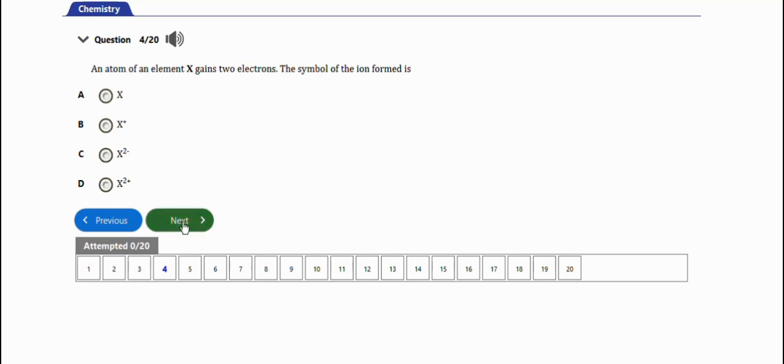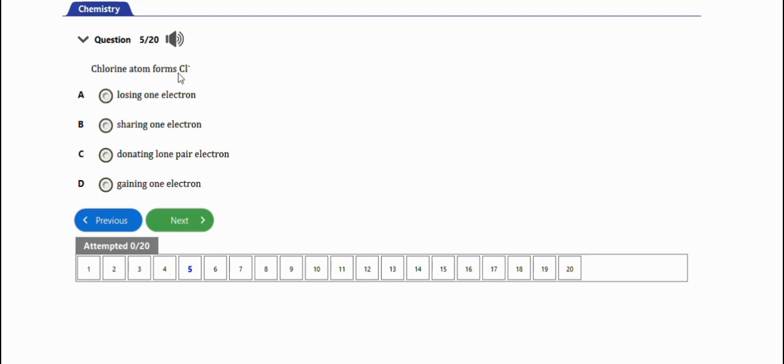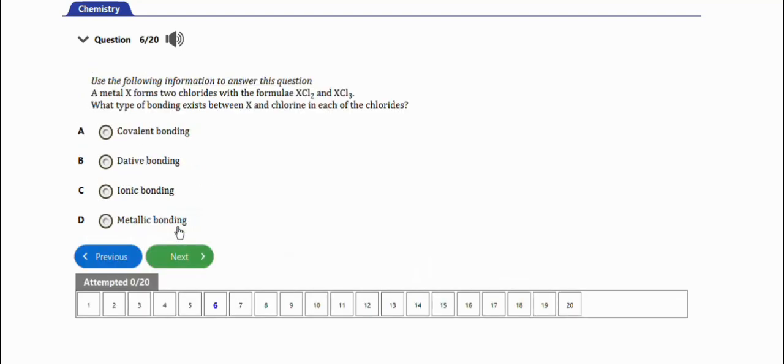The next repeated question will be this one. It says chlorine atom forms chlorine ion by gaining 1 electron, option D. Okay, very important, guys. The next repeated question will be this one. It says use the following information to answer the question. A metal X forms 2 chlorides with the formula this and this. What type of bonding exists between X and chlorine in each of the chlorides? So the type of bonding that will exist will be ionic bonding. Okay, so that will be the answer to this question. So it's as simple as this.